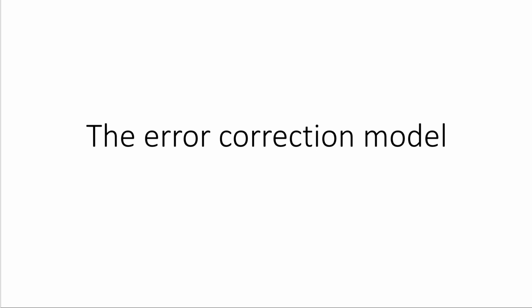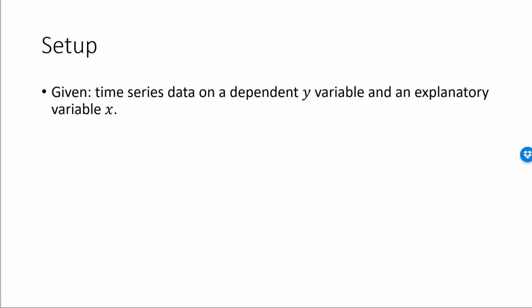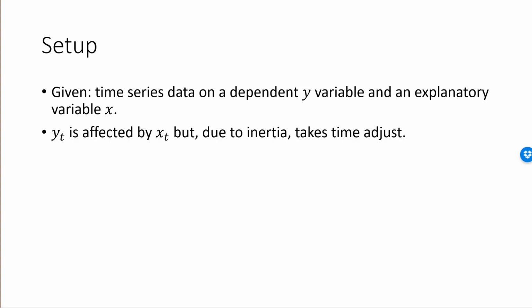It has similarities to the partial adjustment model, but it's not the same. So let's look at the setup for the error correction model. We have time series data on a dependent variable, and let's limit ourselves to just a single explanatory variable, x. We have the same case as the partial adjustment model, that yt is affected by xt, but if there is a change in xt, the full effect is not experienced in this period. It takes some time for yt to adjust to the change in xt.